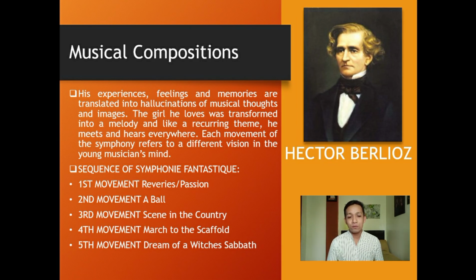His experiences, feelings, and memories are translated into hallucinations of musical thoughts and images. The girl he loves was transformed into a melody, and like a recurring theme, he meets and hears her everywhere. Each movement of the symphony refers to a different vision in the young musician's mind.